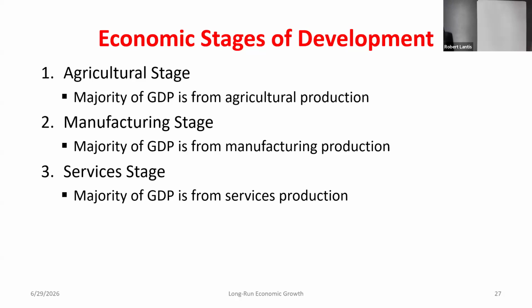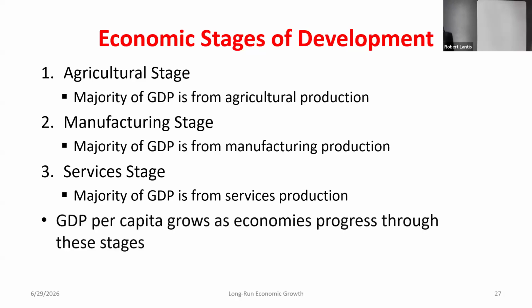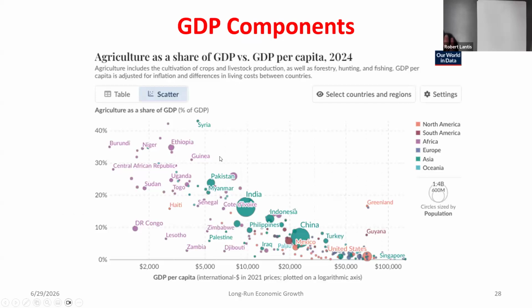That's not really an output of services that we're seeing the economy produce. And so we see economies move between these different stages as GDP per capita grows. So with these ideas in mind, let's look at some actual data. You can see this GDP per capita, and then a measure. Our World in Data was the source.